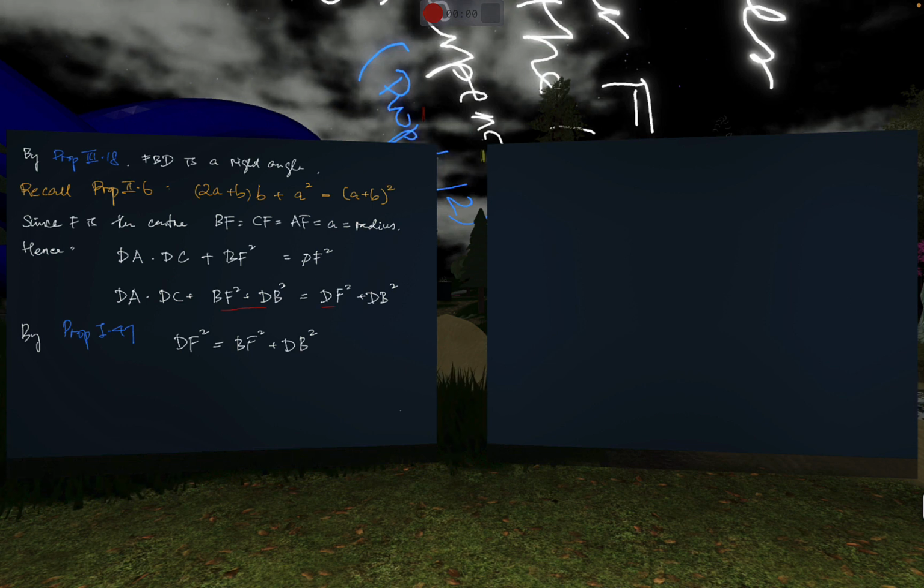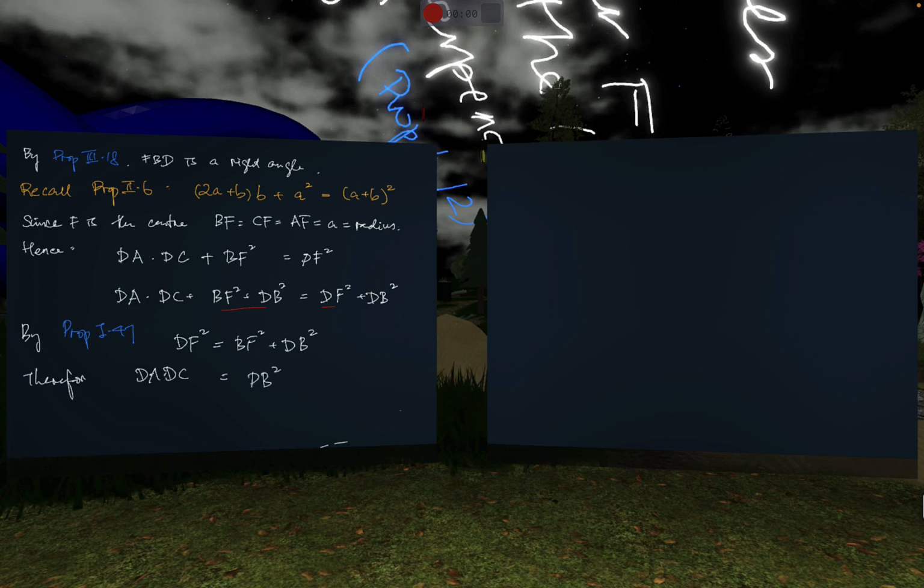Yeah. And then you have the conclusion. So therefore, dA times dC is equal to dB squared, which is what we wanted to prove. So now remember, this is only the baby case, right?